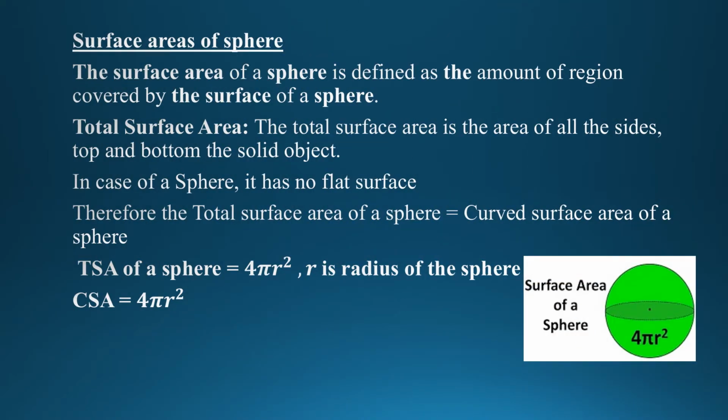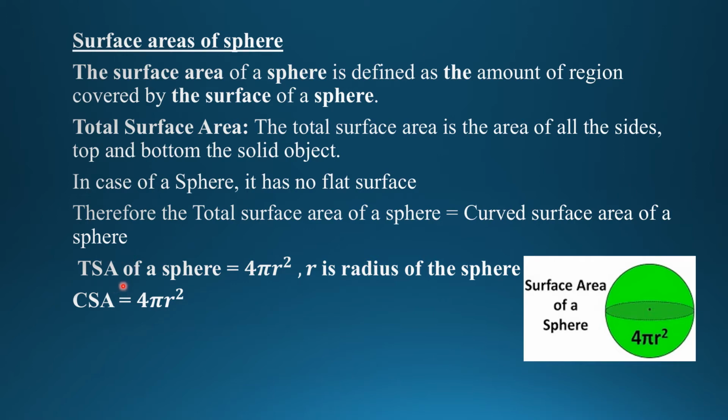Surface area of a sphere. The surface area of a sphere is defined as the amount of region covered by the surface of a sphere. Total surface area is the total area, that is area of all the sides, top and bottom of the solid object. In case of a sphere, it doesn't have a flat surface. Therefore, total surface area of a sphere is also equal to the curved surface area of a sphere.